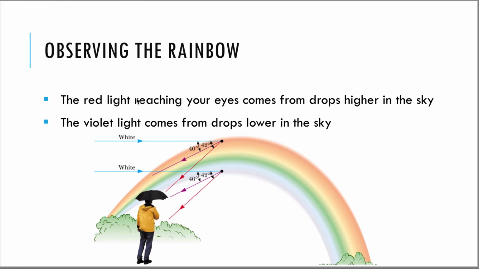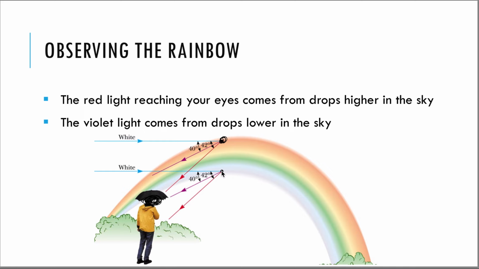So the red light is actually coming from a droplet of water that is higher in the sky. So if you imagine a drop of water right here, we just showed that the violet light is going to end up refracting out of that droplet higher than the red. But if your eye is right here, this is where your eye is, you're not going to see that violet light, you're going to see that red light.